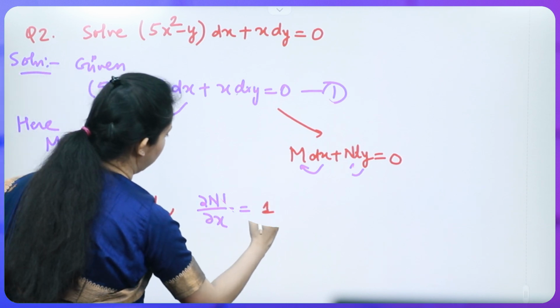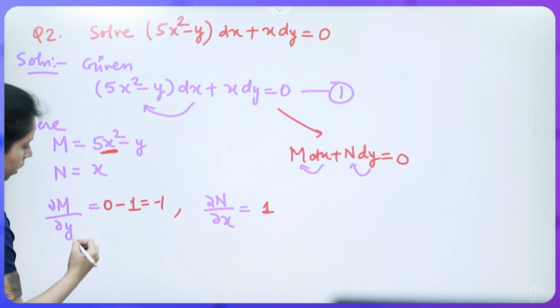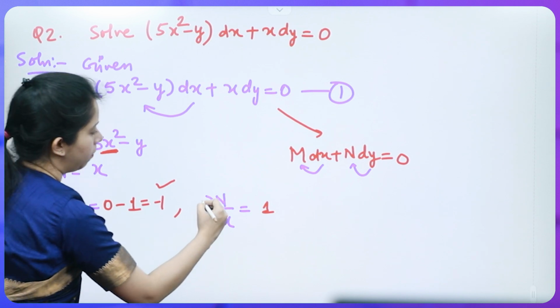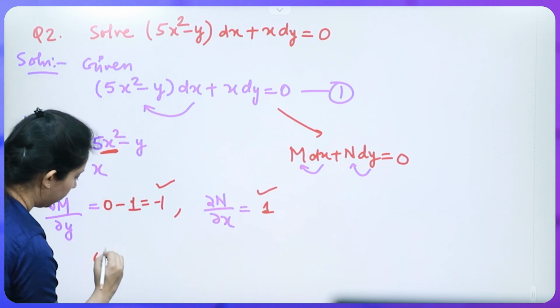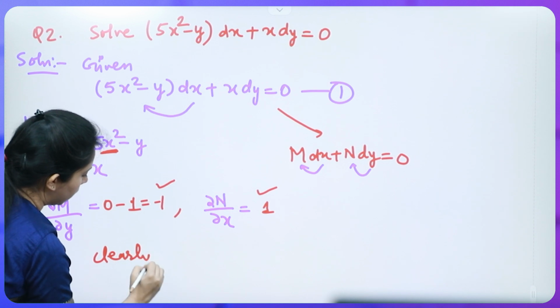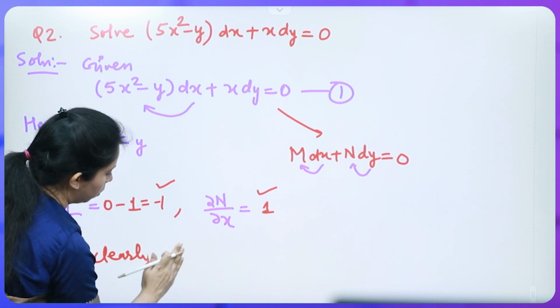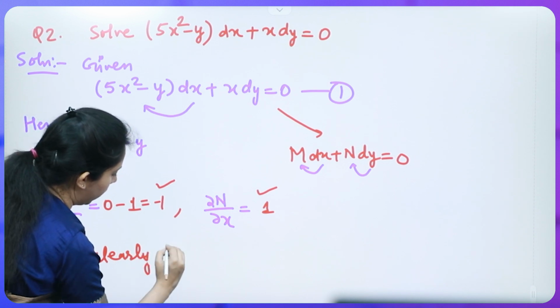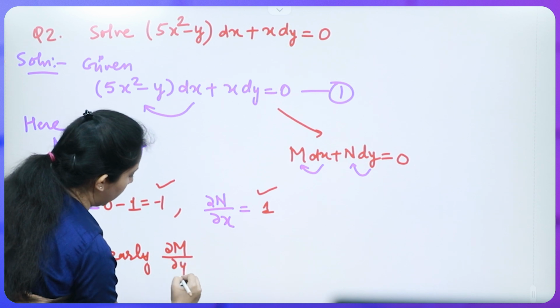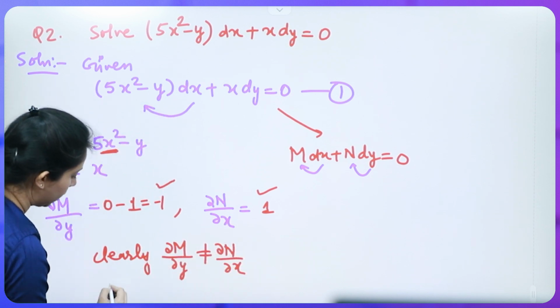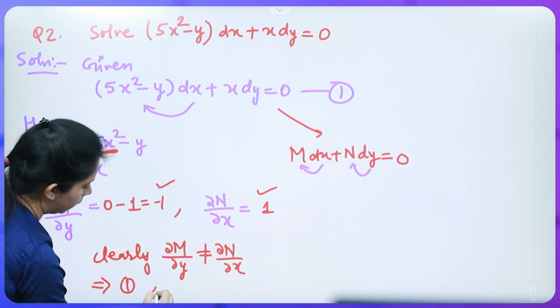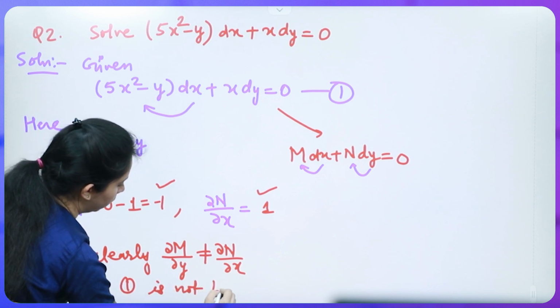whereas differentiation of n with respect to x, we are partially differentiating. Here the value of del m upon del y is minus 1 and the value of del n upon del x is plus 1. So, clearly both the values are different. So, del m upon del y is not equal to del n upon del x, which clearly implies that equation number 1 is not exact.